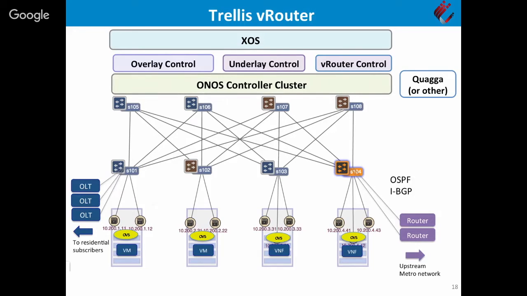Okay, so what you can see here in this picture is that we have some upstream routers in the metro network.